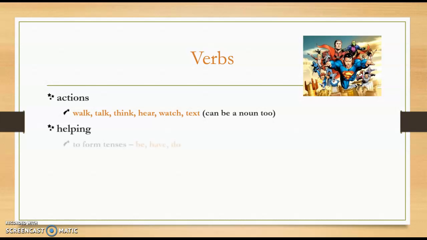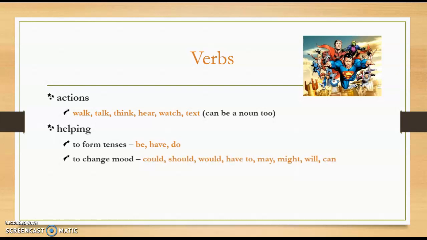Then we have our helping verbs. These are some that people aren't often aware of. So they help form tenses, and tenses are our time frame. That's how we indicate things that are happening now or happening in the past, or they will happen in the future. And then we have helping verbs that change the mood, and these are some of the helping verbs that change mood.